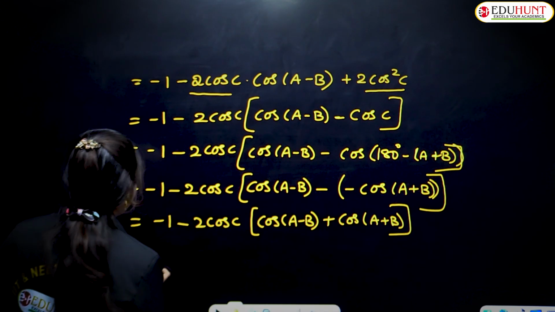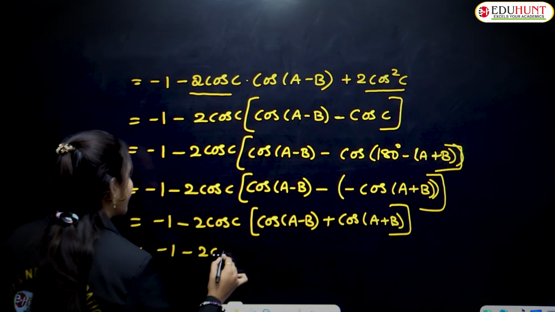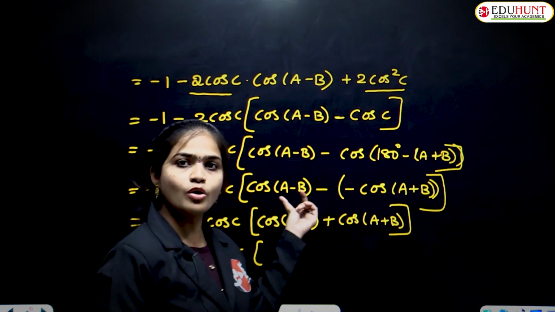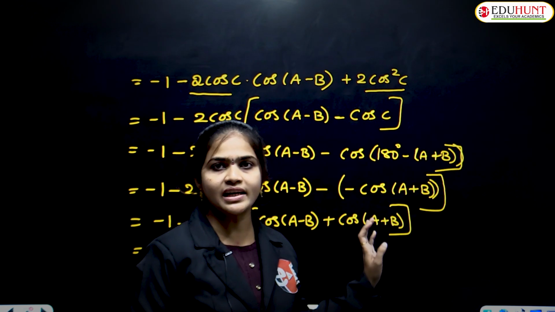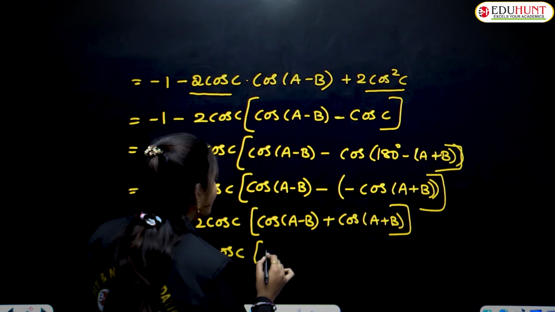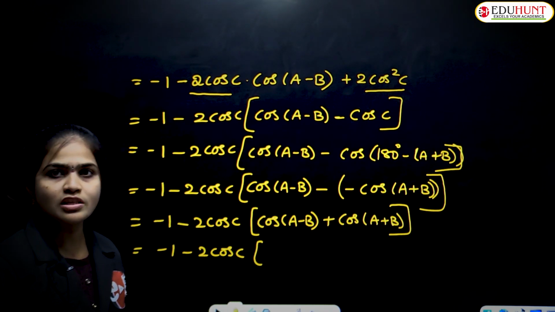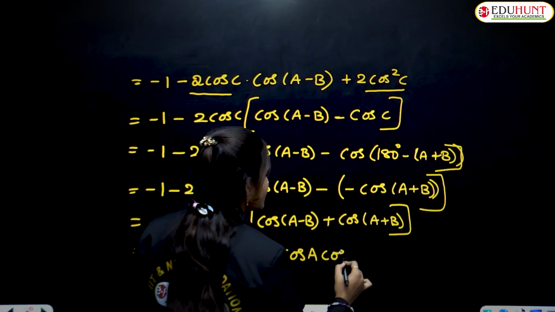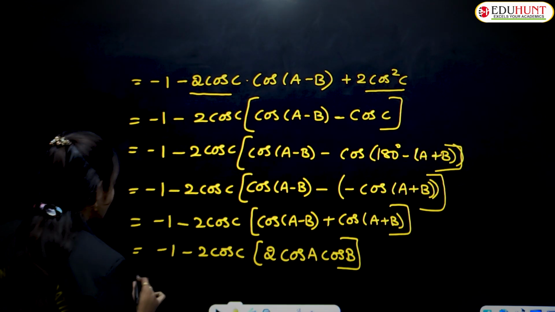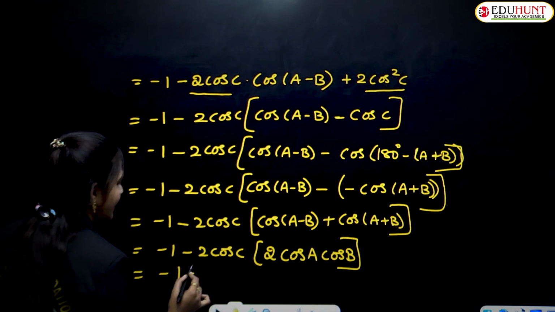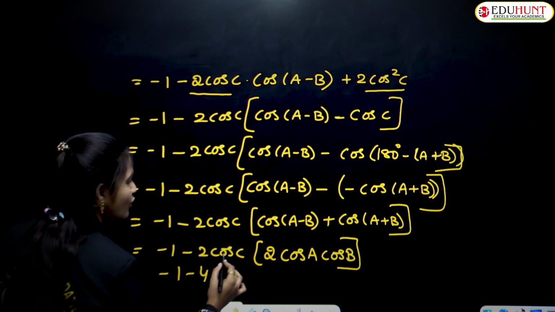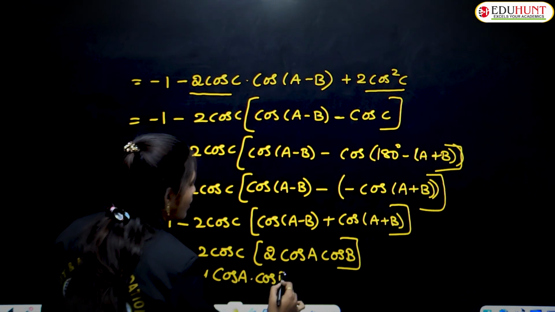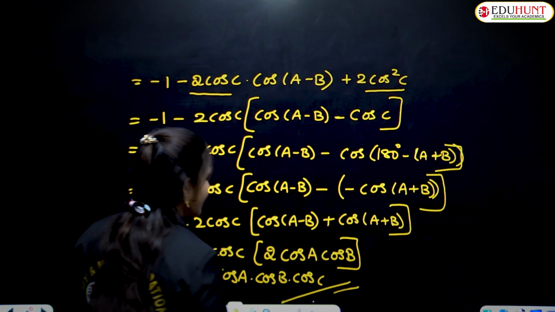Clear? So from this, 1 minus 2 cos c into cos of (a plus b) plus cos of (a minus b), or cos of (a minus b) plus cos of (a plus b), anyway we can write, no? So what is the formula for this one? That is cos of (a plus b) plus cos of (a minus b), which is 2 cos a cos b. So from this, 1 minus 2 into 2 is 4, and here cos c into cos a into cos b. So in order I will write cos a cos b cos c. So hence it is proved.